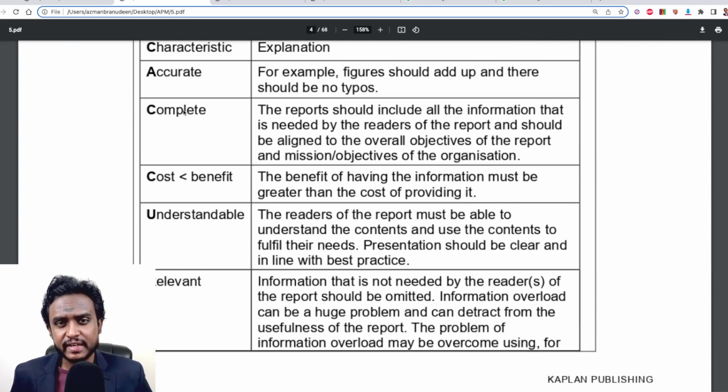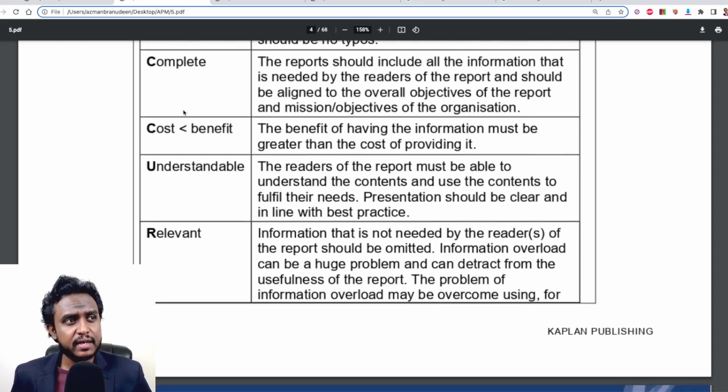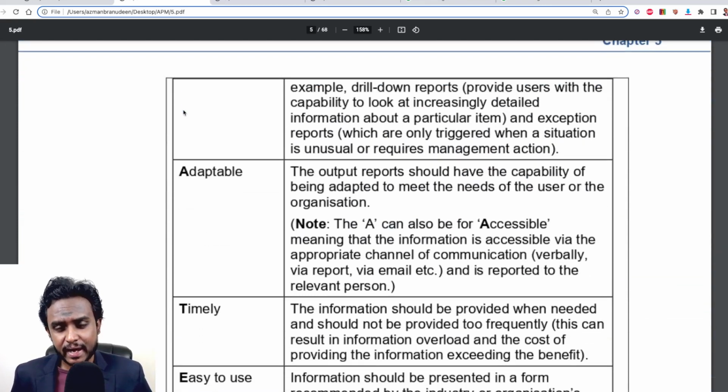The cost of gaining that information has to be less than the benefit. There has to be some kind of a plus side on the benefit that you gain by trying to develop that information, extract that information, rather than the cost. It has to be understandable, it has to be relevant, it has to be adaptable to every situation. You should be able to use that information in whatever situations, whatever circumstances that you're facing.